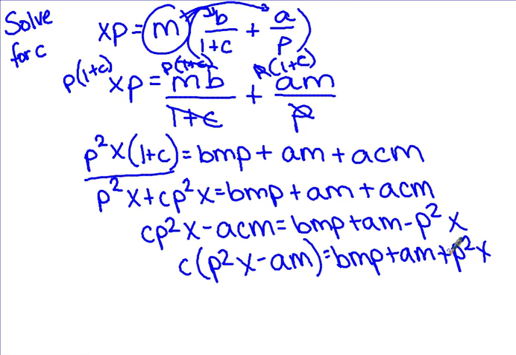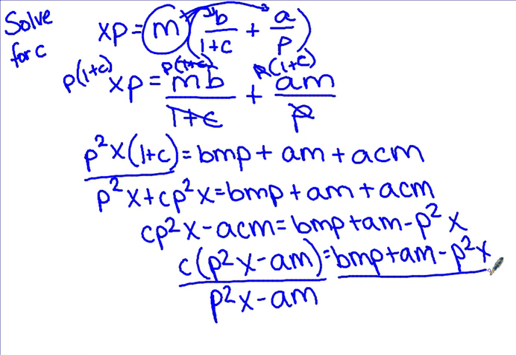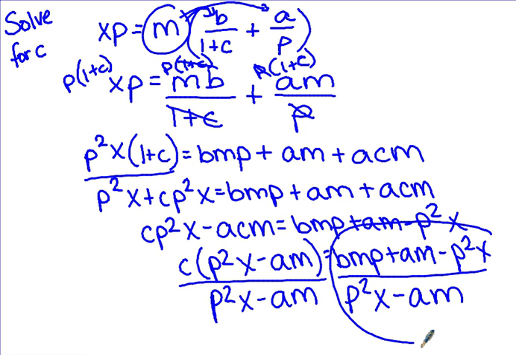And then divide by p squared x minus am. And that will leave me with c equals bmp plus am minus p squared x all over p squared x minus am.